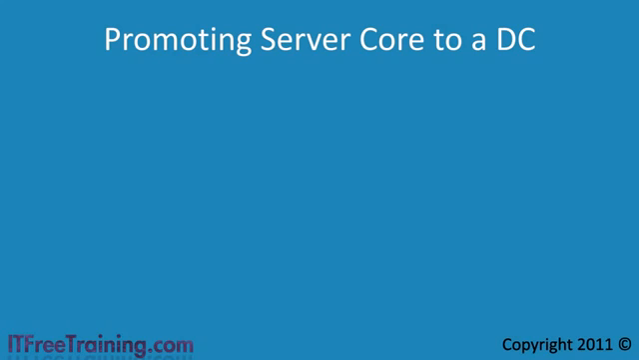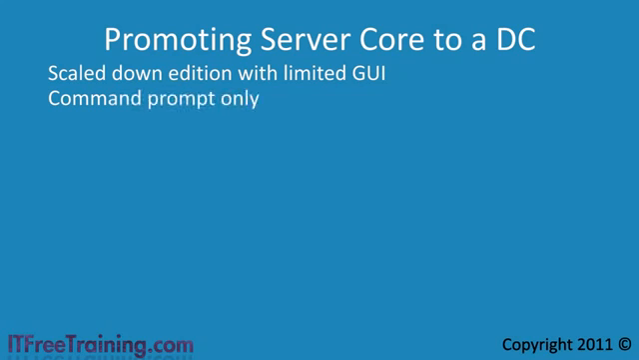Windows Server 2008, besides the different editions like Standard and Enterprise, comes in the Full and Core editions. Server Core is a scaled-down version of Windows Server. It has a lot of the same features as the Full edition, however the major difference is it has a limited GUI. To perform administration on the server, you need to do it from the command prompt. Server Core does support remote desktop. However, when connected to Server Core by remote desktop, you will still get a command prompt.